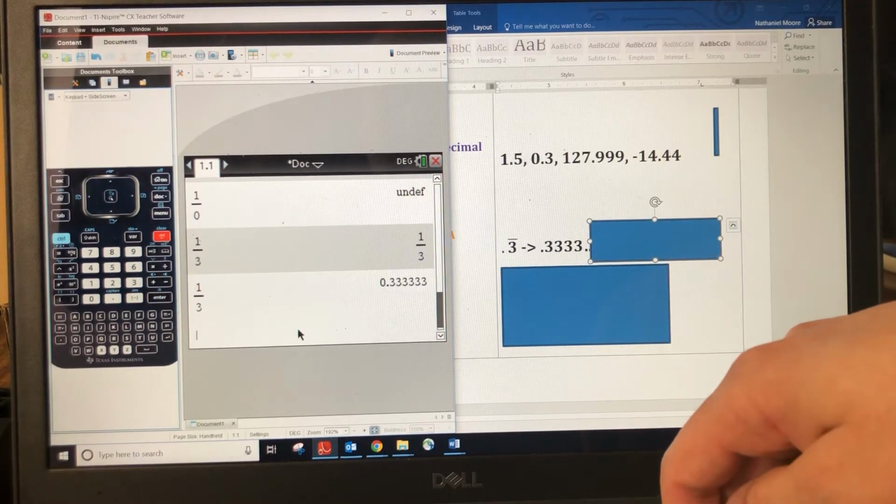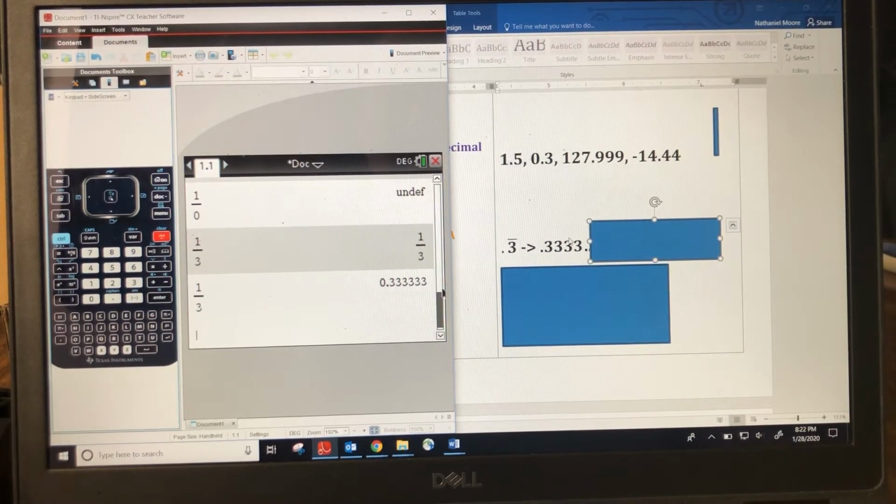And that's kind of okay because we know that 0.33333 forever is actually representative of the number 1/3, which is a whole number over a whole number. So that makes it rational.